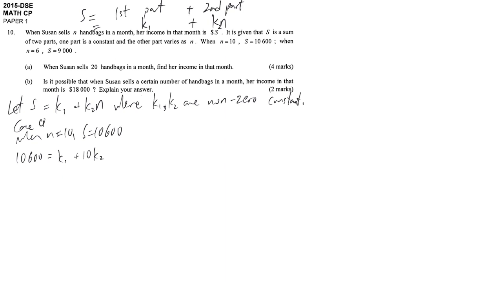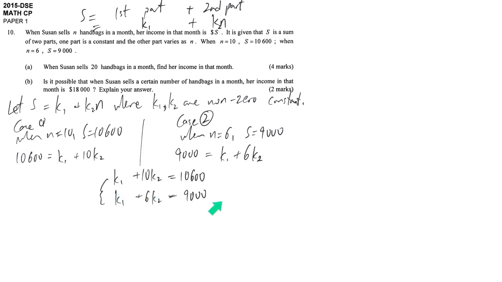We tidy up the first equation already. We do the same for the second case. When n is equal to 6, then s will equal 9,000. So we replace s by 9,000 and it is equal to k1 plus 6 times k2. After that, we are going to solve a simultaneous equation. Just tidy up like this, and then we can use our calculator, or you may solve it by yourself.